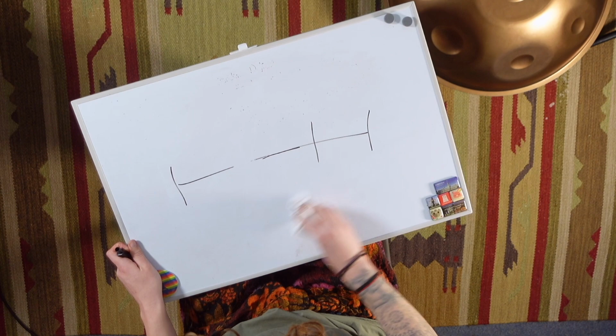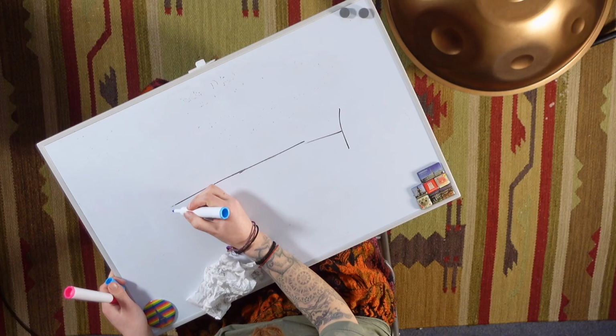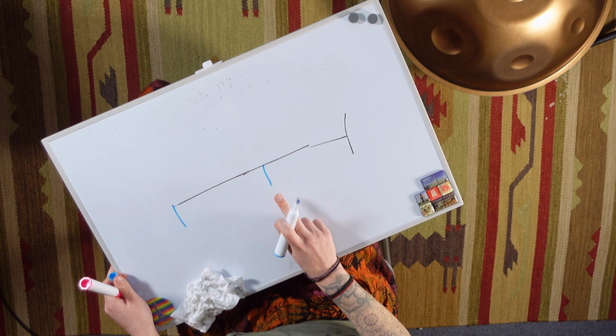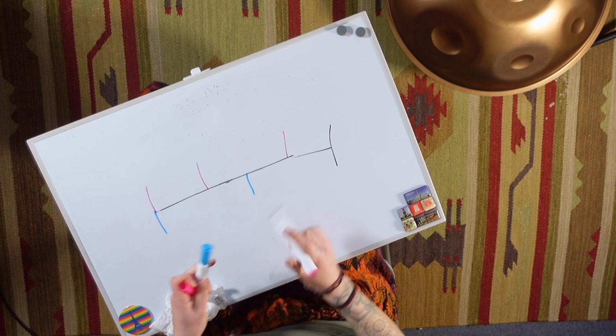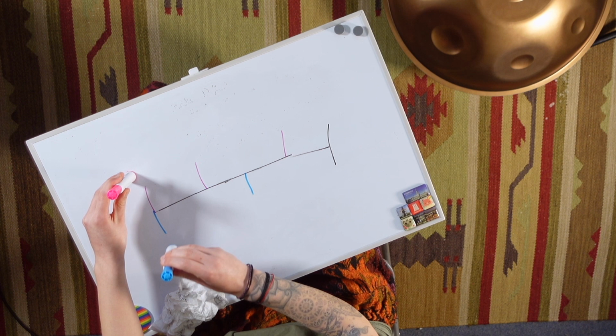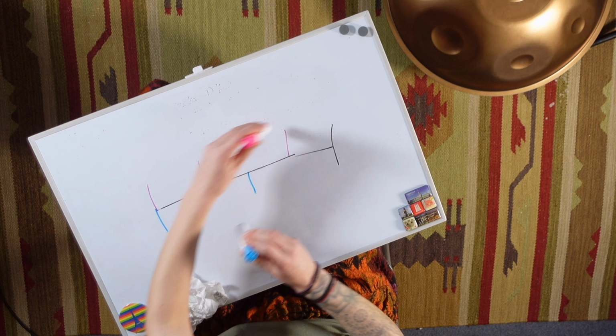So if I were to put both of those parts in, and let's use some different colors. So we've got one hand playing 1, 2, 1, 2, and then the other hand is dividing that beat into three equal parts, right? 1, 2, 3, 1, 2, 3. If we were to play both of these at the same time, taking up the same amount of space, that's what we've got.